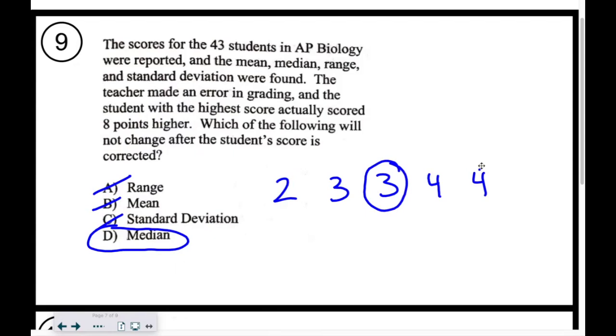So then let's say this person jumps up to a 5. Well, that's not going to really affect the median at all, right? It's just going to move this one further away, but the middle number will still be the middle number. All right. So that's what they're talking about.